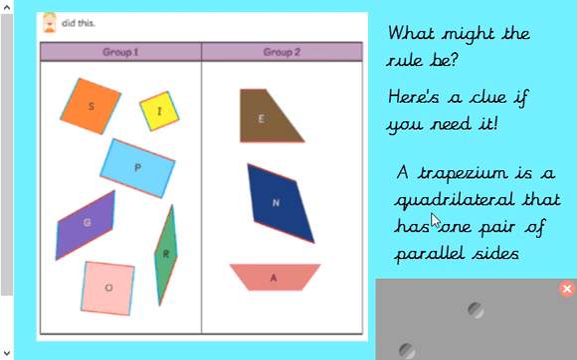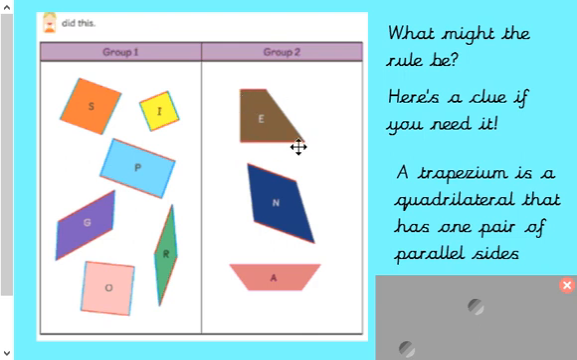Now I'm going to ask you to press pause again. With that information, are you able to say what the rule might be here? Press pause now. Okay, so if a trapezium is a quadrilateral that has 1 pair of parallel sides, I'm now looking at group 2. On this shape here, these are parallel sides, and it has 1 pair of them.